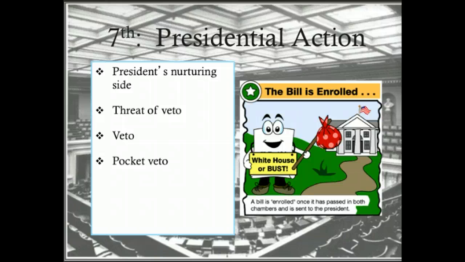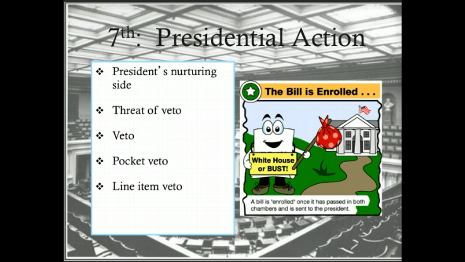Pocket veto. If the president does nothing for 10 days and Congress is out of session, that law is vetoed and it can never be overridden. It's dead. If the president does nothing for 10 days and Congress is in session, that bill becomes law. But if Congress is in recess at that time, that bill is vetoed and it cannot become law and it cannot be overridden.